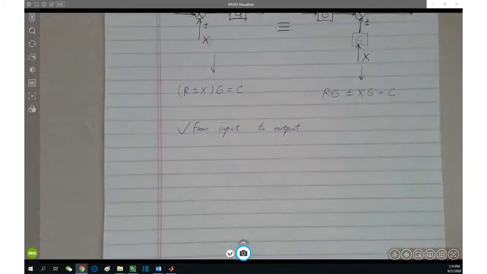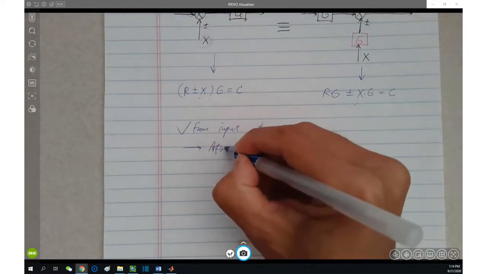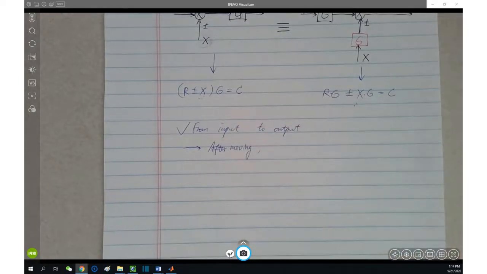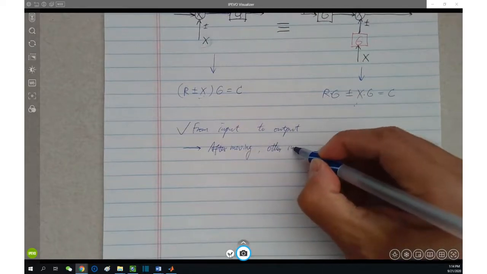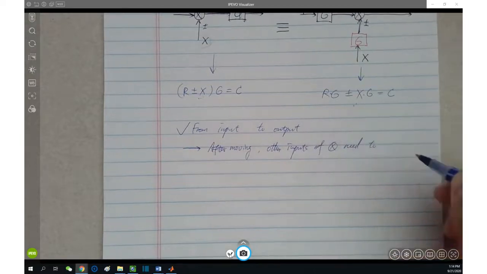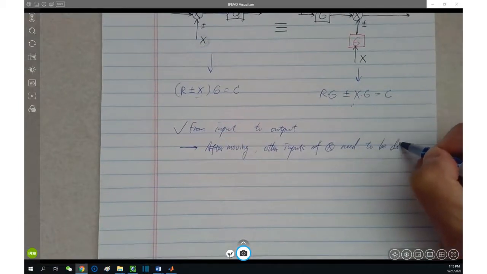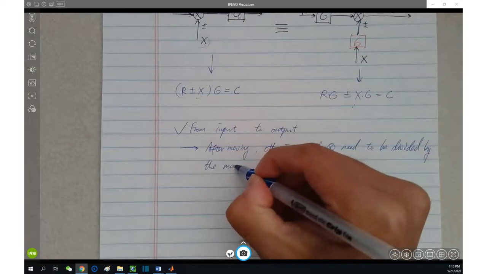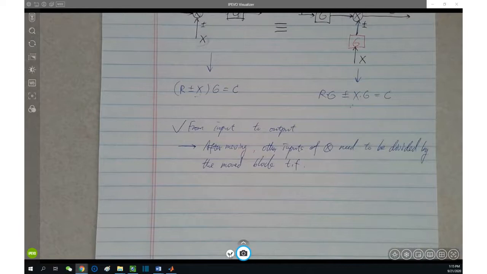Let's see. Here we need to see the statement of the algorithm. The algorithm says, okay, you can go ahead and move. But after moving, you need to do something, which is to the other inputs of the summing junction. This time you need to do what? Not multiply by, but divide by the moved block transfer function. Right? This time it divides.